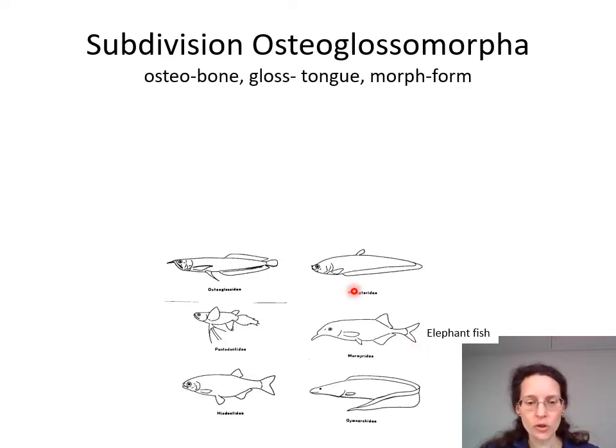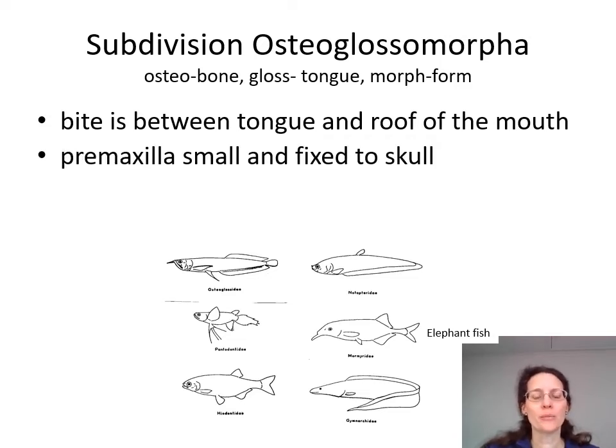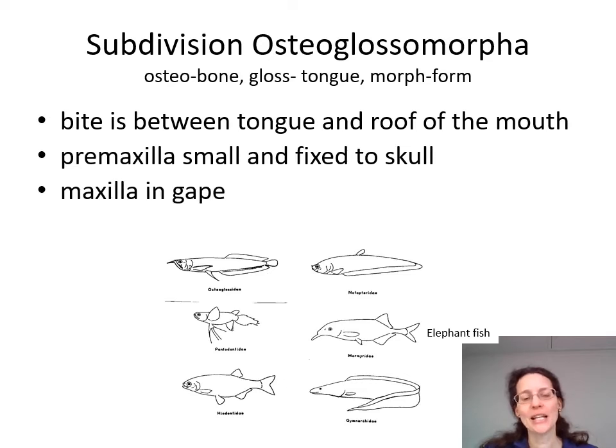So here we see just some line drawings to give you some of the examples here. The elephant fish that kind of comes down here. We've got the osteoglossidaes with their kind of trapdoor mouth we'll look at in just a little bit. So the bite, as I said, is between the tongue and the roof of the mouth. The premaxilla is small and fixed to the skull, so we don't quite have that jaw mobility we see in our more derived teleosts. And the maxilla is still part of the gape at this point.